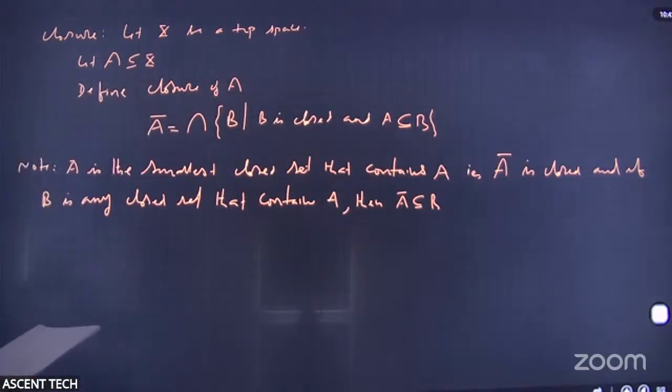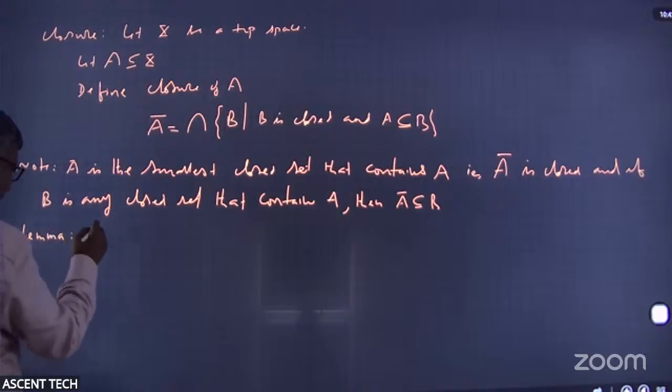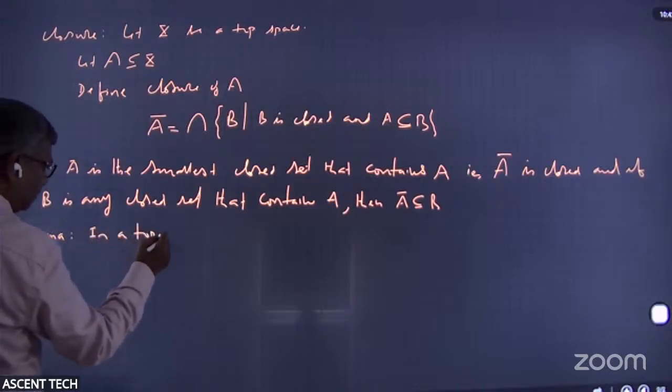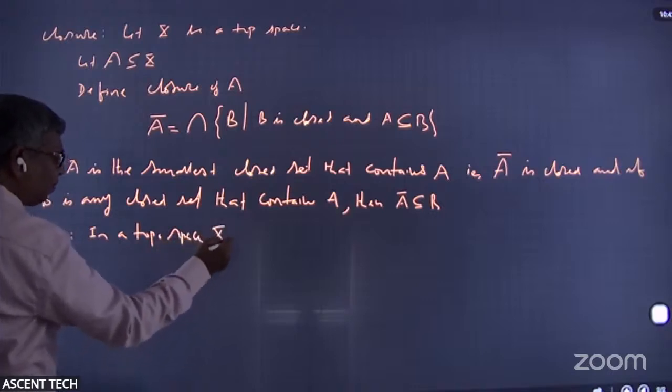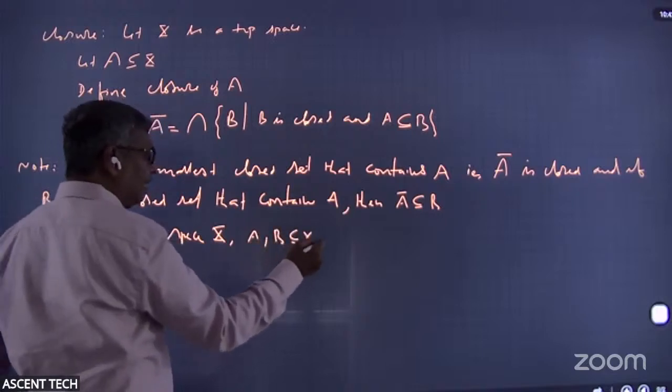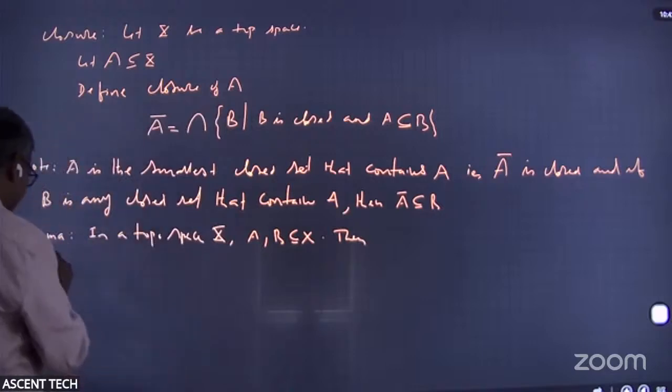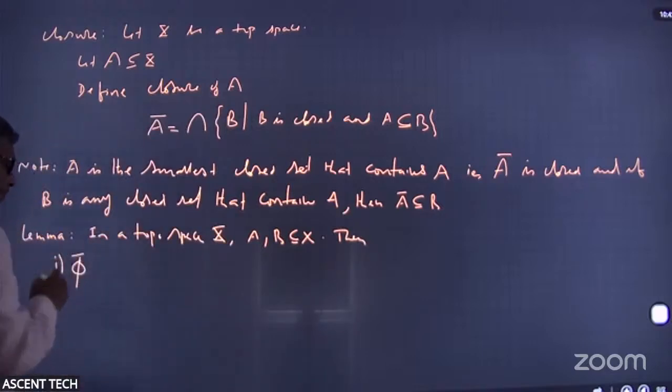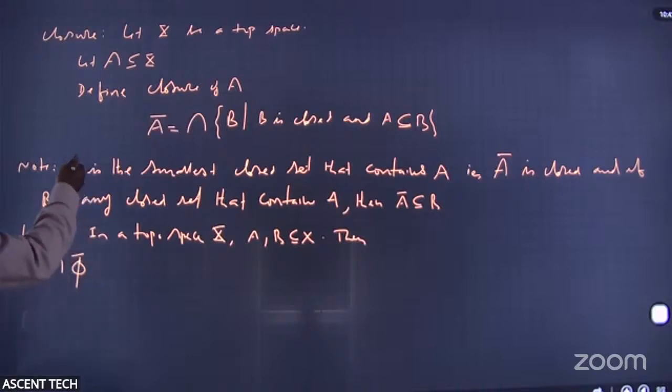I'm going to write a little lemma. It's not a big thing. We can easily see what this is. Now, in a topological space X, suppose I take sets A and B. A and B are subsets of X. Then here are a few things. What is the closure of the empty set? The empty set is a closed set already. Maybe I should just say that.